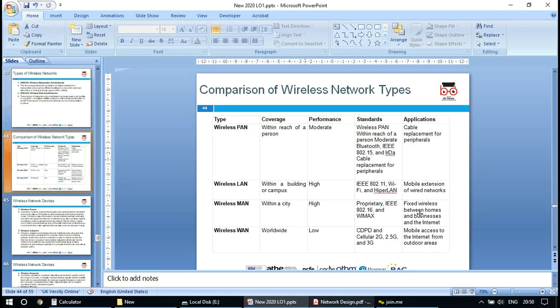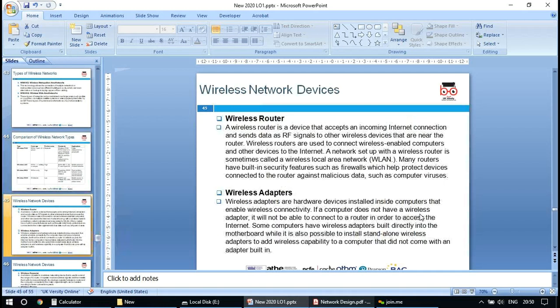Furthermore, a comparison of these wireless area networks: what their coverage is, their performance, the standards they use, and the applications they use. So is it okay if I move further? Yeah, that's no problem.